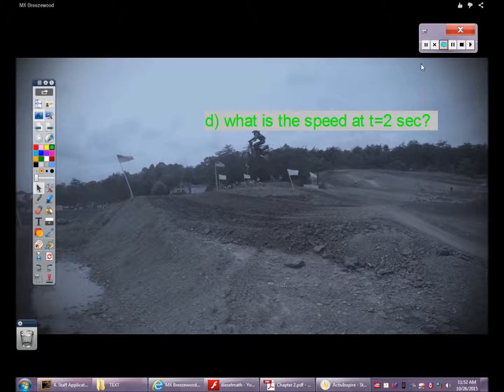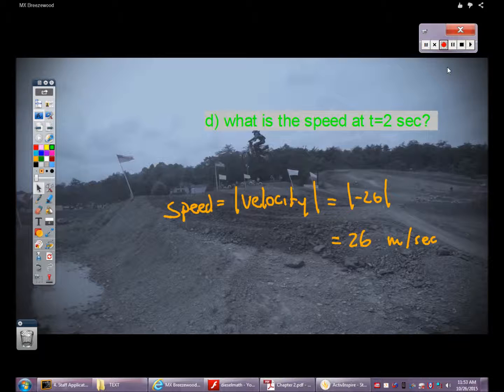Question D, what's the speed at t equals 2 seconds? Speed is the absolute value of velocity. So if I take the absolute value of negative 26, I'll get 26. In doing so, you get a positive answer because no matter what, I'm traveling at a positive speed. The velocity with the negative is giving me the direction, traveling up or traveling down. I'm still traveling at 26 meters per second either way, up or down. The negative was just indicating my direction.